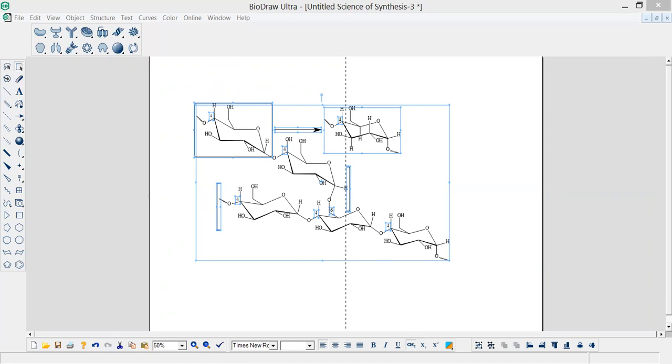This is an esterification reaction mechanism drawn by using this BioDraw software. This is the esterification reaction mechanism of starch, meaning esterification of starch by using a long chain fatty acid. This is all about the esterified product.